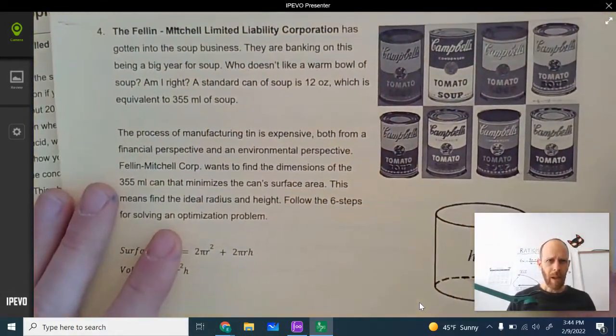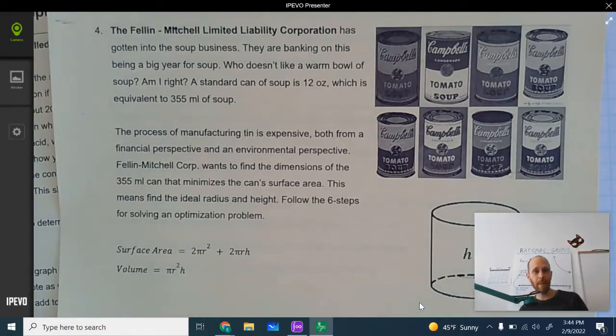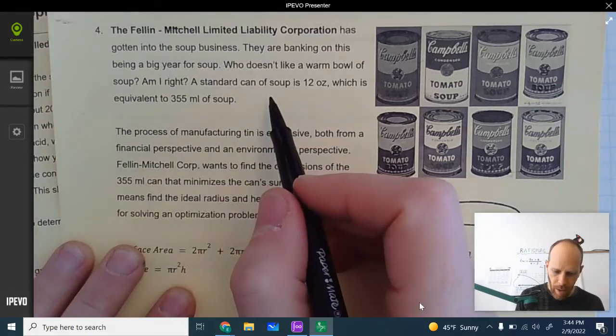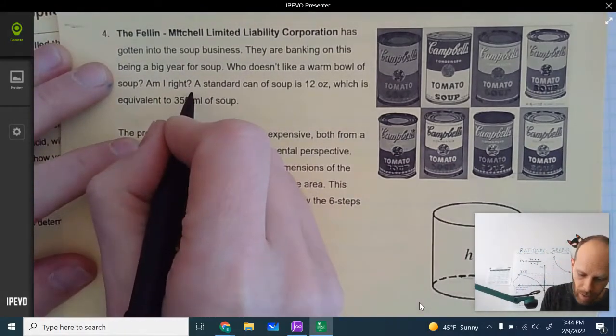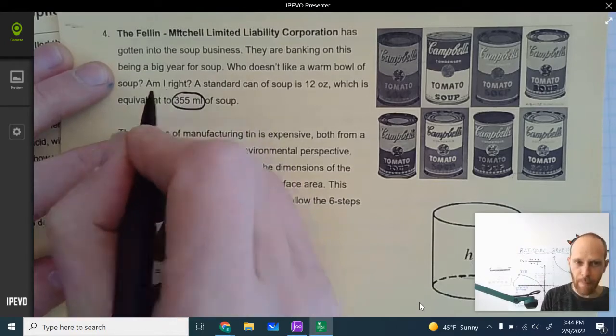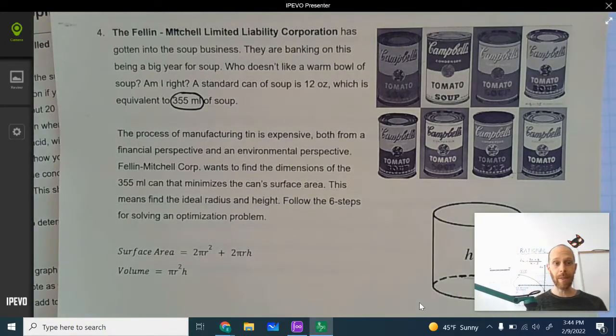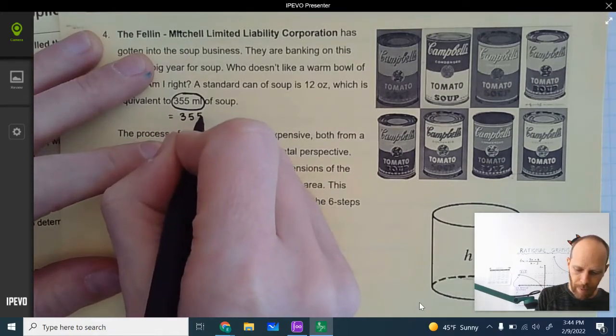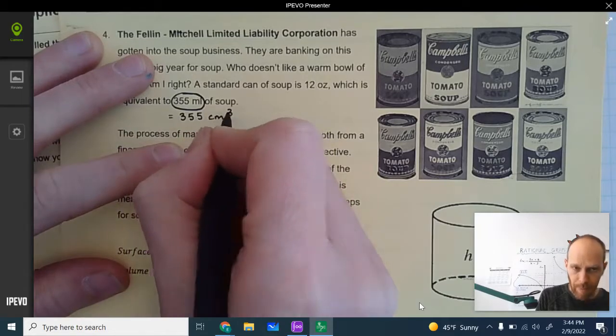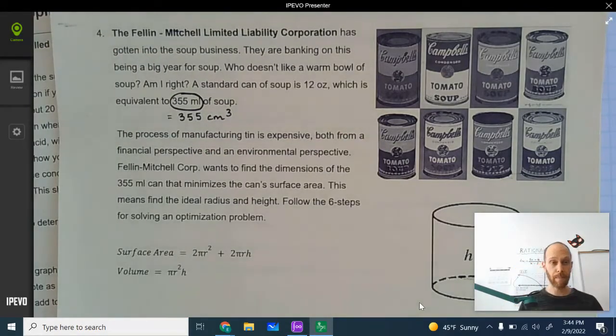So here we go. Problem number 4. The Felon Mitchell Limited Liability Corporation, LLC, has gotten into the soup business. They are banking on this being a big year for soup. Who doesn't like a warm bowl of soup? Am I right? A standard can of soup is 12 ounces, which, if you convert ounces into milliliters, is 355 milliliters of soup. A reason we want this to be in milliliters is that would be equivalent to 355 cubic centimeters, and we're going to be measuring the sides of the can.